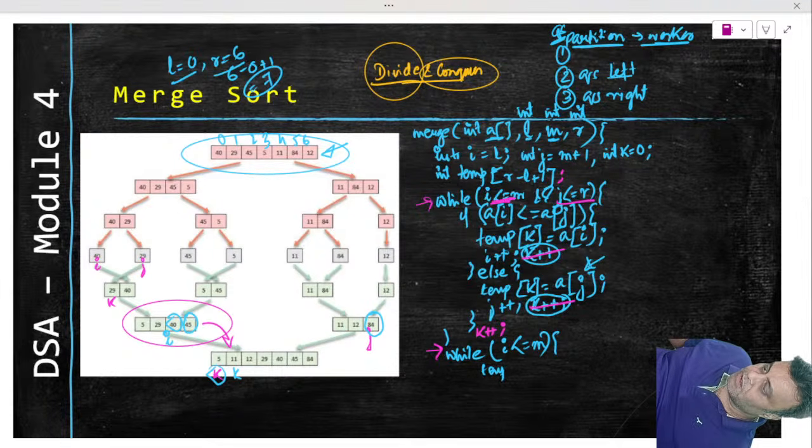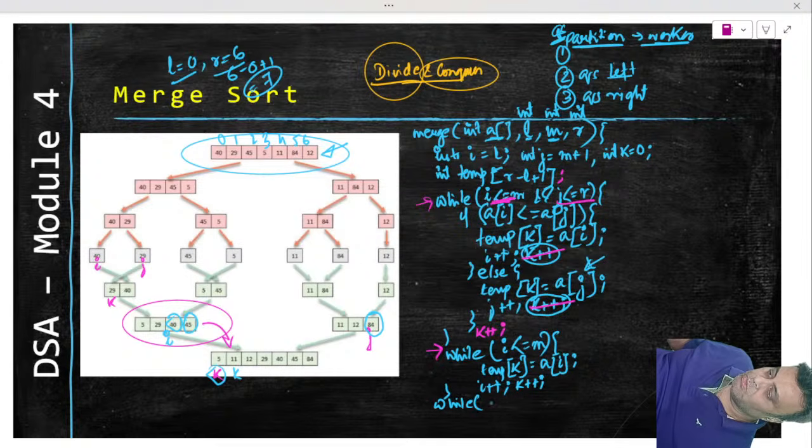I will do temp K equal to A of I, and then I will do I plus plus and K plus plus. I will also do a while loop with J less than equal to M, because as I said, I don't know, this could have exited at I here, or J could have exited, or I could have exited here because it is out of bounds.